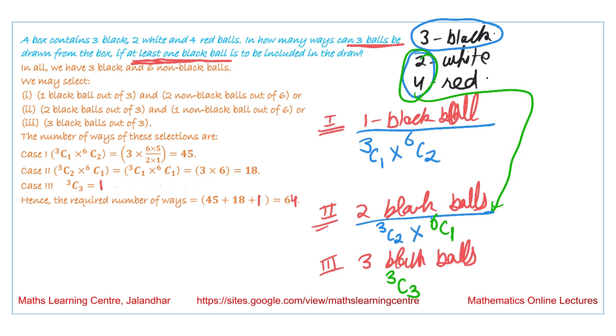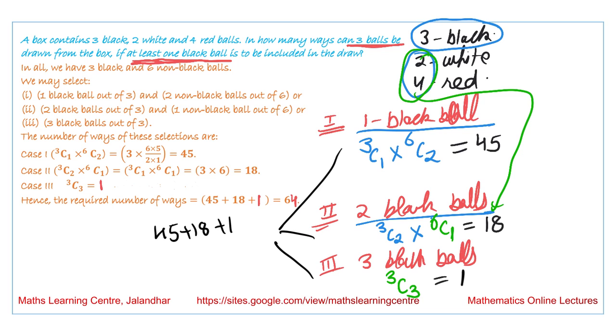So the number of ways we have, the answer in this first case, will be 45. In the second case, the answer we have is 3 into 6, it is 18. And in the third case, we have the answer 3C3, that is equal to 1. So by the fundamental theorem of addition, the final answer we obtain is 45 plus 18 plus 1, equal to 64.